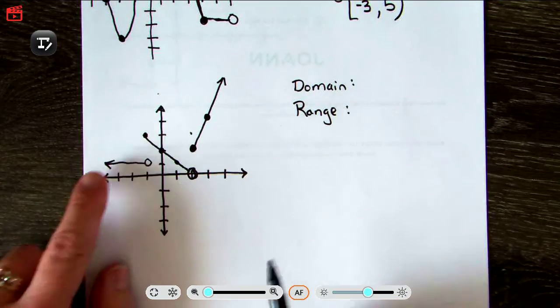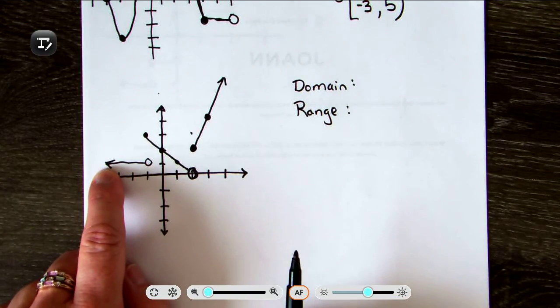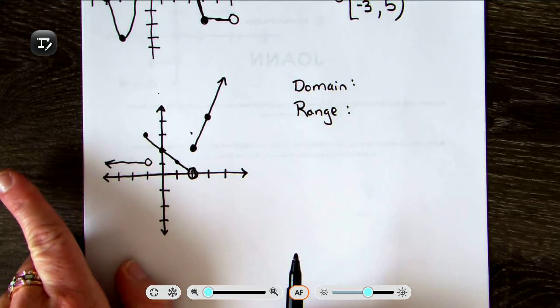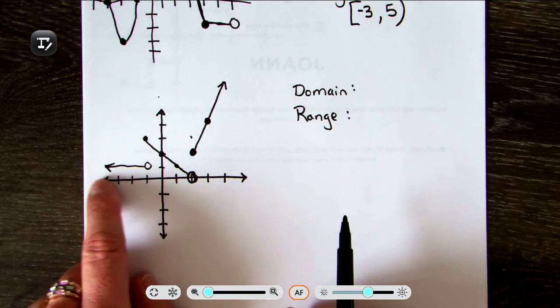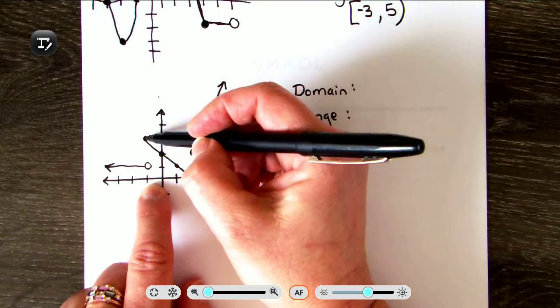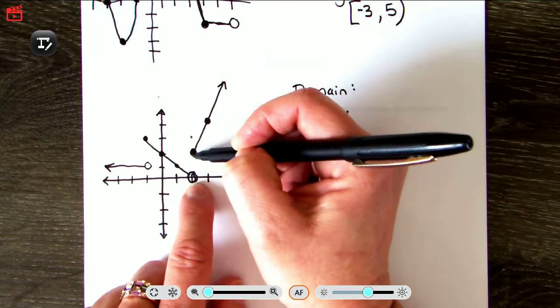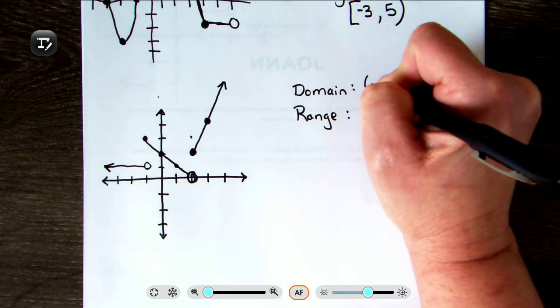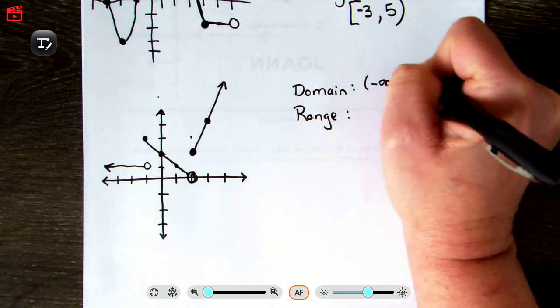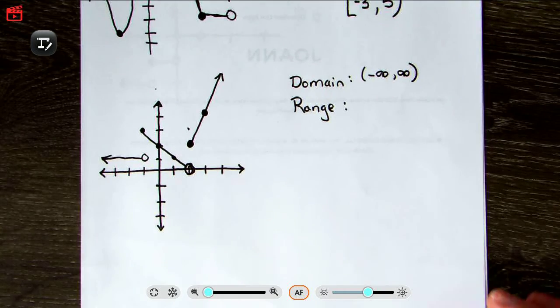Okay, domain. Notice we have an arrow, which indicates that this continues on down the line and never stops. So that means all of my x's have something. Here I do have a value. Here I do have a value, and this continues on up. So my domain is all real numbers, or the entire real line.